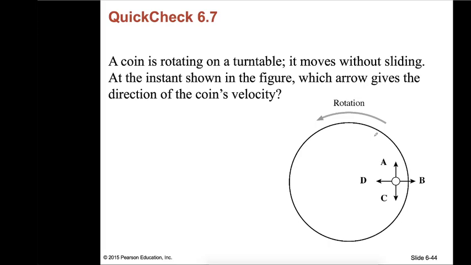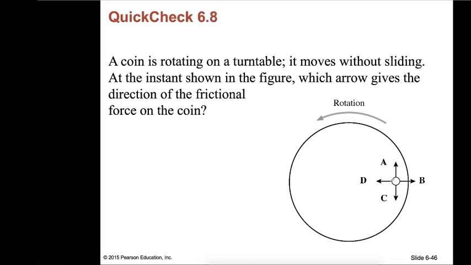Now, let's see another example. A coin is rotating on a turntable. It moves without sliding. At the instant shown in the figure, which arrow gives the direction of the coin's velocity? Okay, so that's a table. Here is a coin. This is a top view of the coin on the table. When it's in rotation, what's the instantaneous velocity at this moment? So the answer is A, the tangent direction.